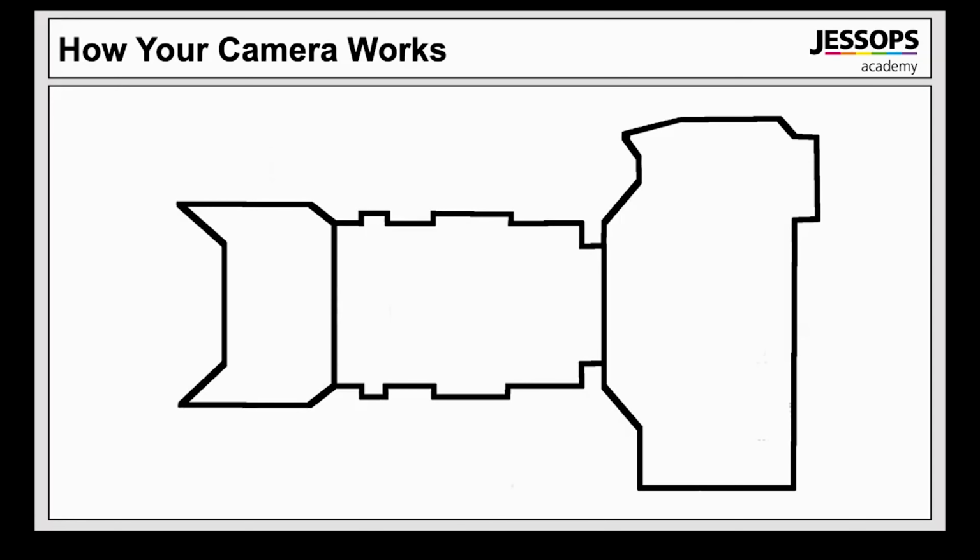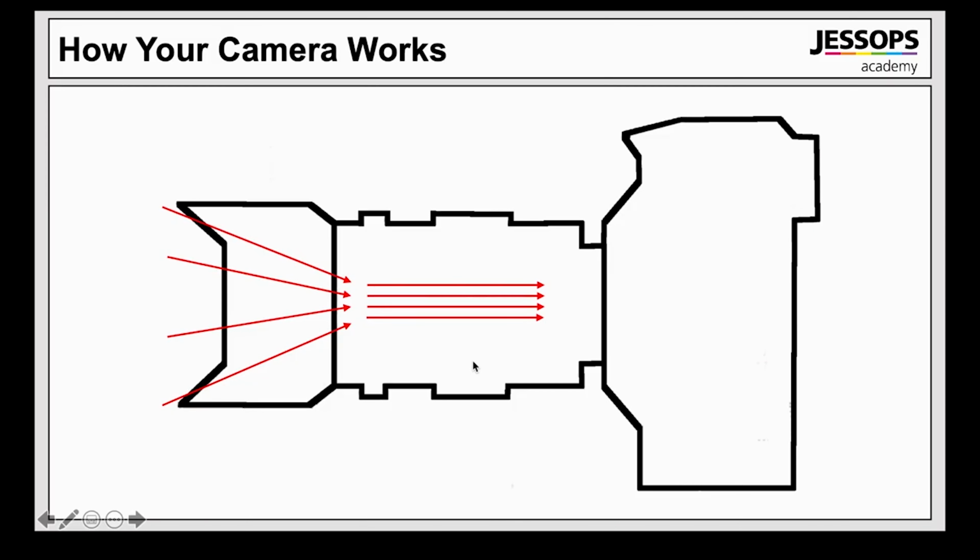And the cool thing is we can actually track that journey light takes through a camera. This diagram illustrates our very first part of that journey through the lens's first element of glass or front objective. That light then passes through several more elements of glass as it reaches something called the aperture.